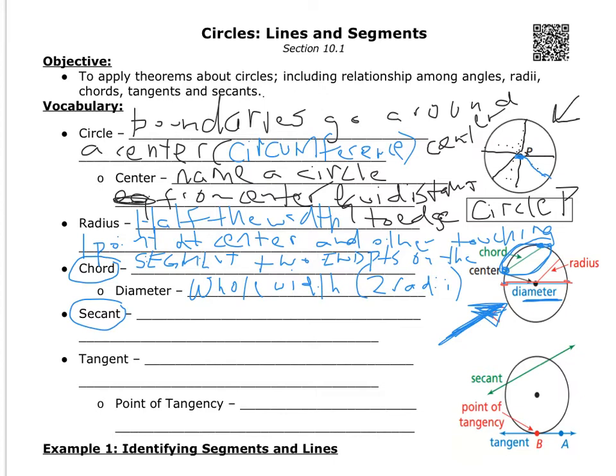Well, in the beginning I talked about that the chord and a secant are really one and the same, because all a secant is, is a line that has two points on a circle.